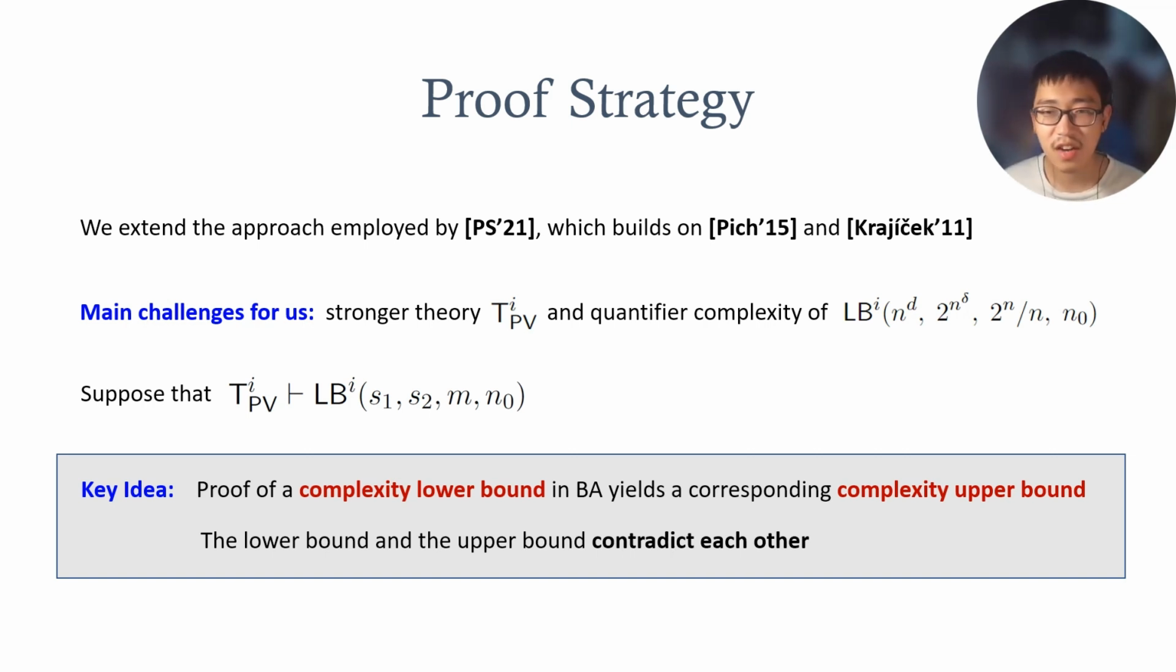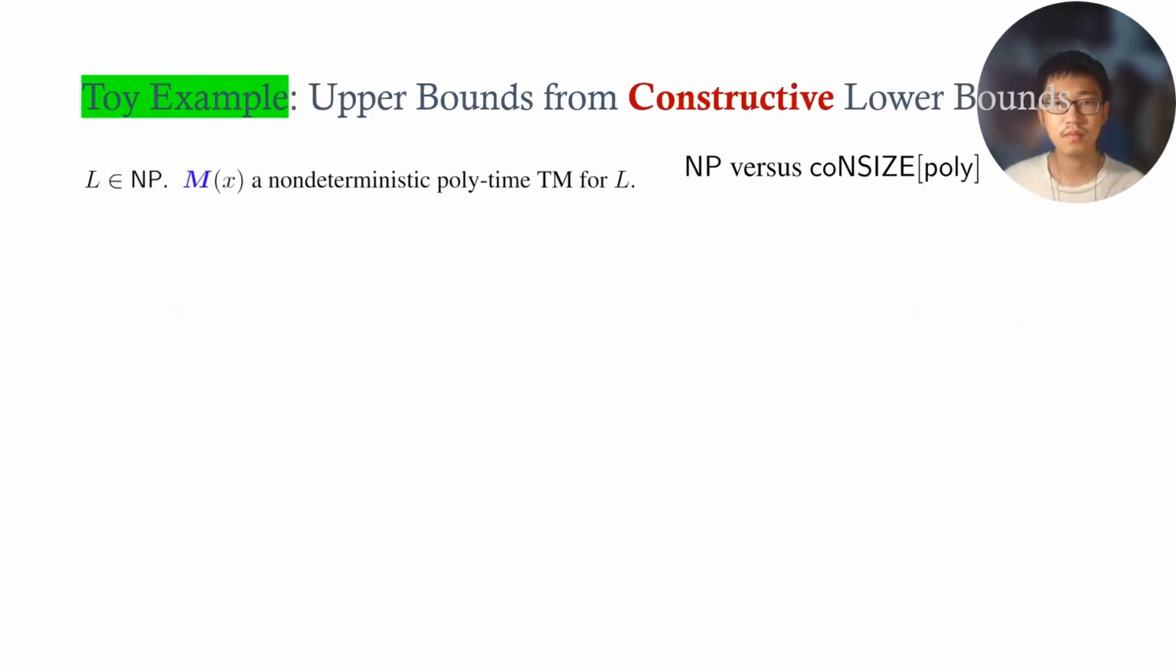The key idea of our work and the previous work is that if there is a proof of a complexity lower bound in bounded arithmetic, we can obtain a corresponding complexity upper bound. And if the lower bound and upper bound contradict each other, we can show the unprovability of the lower bound. We use the following toy example to illustrate that we can obtain upper bounds from constructive lower bounds.